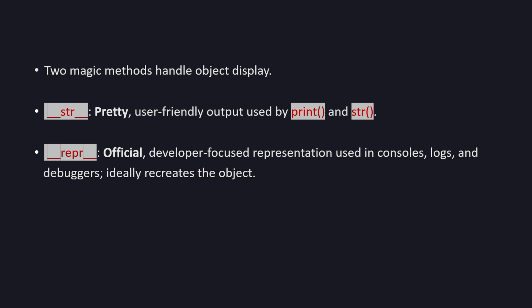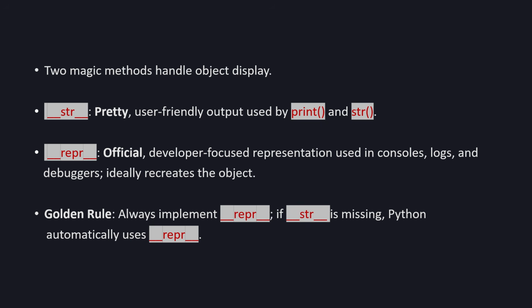Dunder repr, __repr__, for representation. This is meant to be the official, clear, and complete representation for the developer. It's what the console, log files, and debuggers use. A great repr should, if possible, be code that can recreate the object. Golden rule: you should always implement dunder repr. If dunder str is missing, Python will fall back and use dunder repr instead.